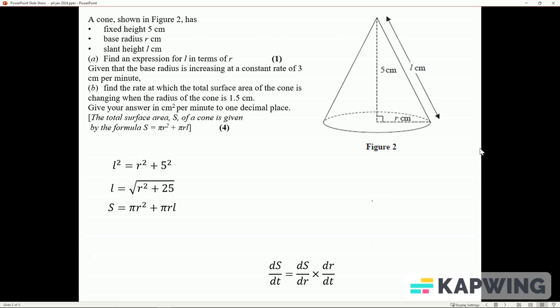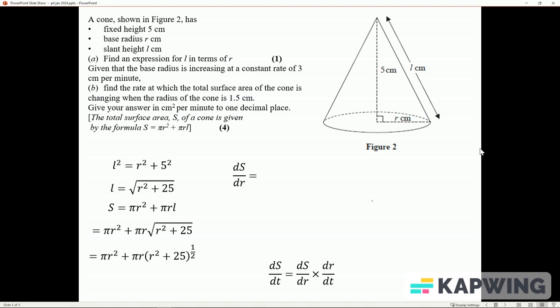It tells us the formula for the surface area of the cone. So we've got the base and the slant area, pi r squared plus pi rl. But we need dS over dr, so S differentiated in terms of r. So we'd like it all in terms of r really. So I'm going to change it to that, replacing the l with the square root of r squared plus 25, which we got in the first part of the question.